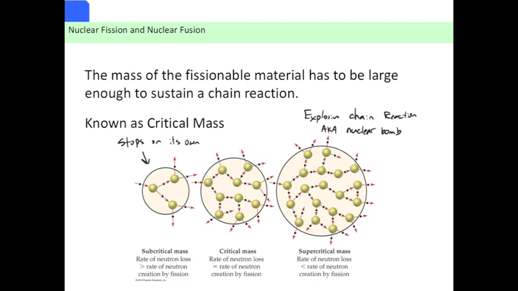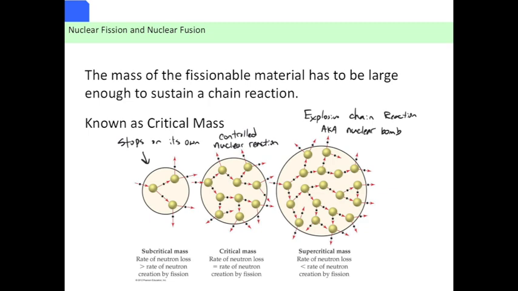Now, somewhere in between, where you've got just the right amount of neutrons being lost to neutrons being created, you have what is known as the critical mass. In this case, the amount of energy released is a nice slow process. It doesn't get too hot because the chain reaction doesn't run away. It simply sustains at a nice, controlled pace, and this is ideal when you're talking about things like nuclear power plants.